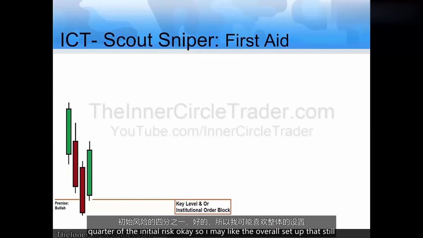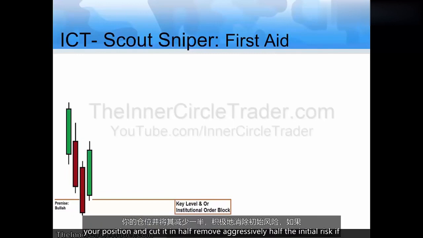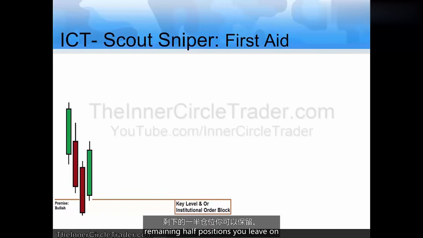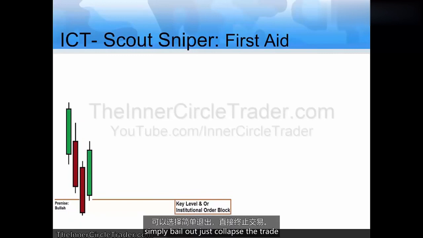So I may like the overall setup that still might be there, but it could be iffy. Just watch your six, take your position and cut it in half, remove aggressively half the initial risk if possible, or at least reduce it down to a quarter of the initial risk on the remaining half position you leave on, or simply bail out, just collapse the trade.